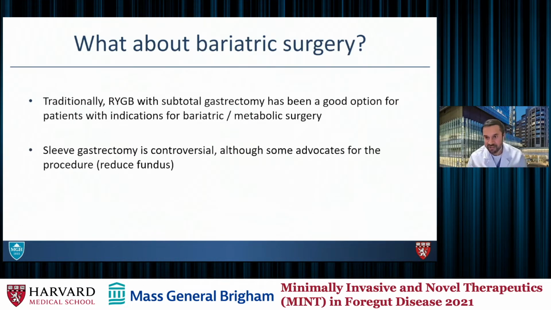So what about bariatric surgery, and how does it link in with gastroparesis? Traditionally, a Roux-en-Y gastric bypass with a subtotal gastrectomy was a good option for patients with an indication for bariatric surgery, patients who were morbidly obese with a BMI of greater than 40, because you can treat the morbid obesity as well as the gastroparesis with one surgery. Recently, sleeve gastrectomy has been advocated as a procedure of choice to help with gastroparesis, because essentially you reduce the fundal volume in many of these patients, and that's thought to help with the symptoms of gastroparesis.